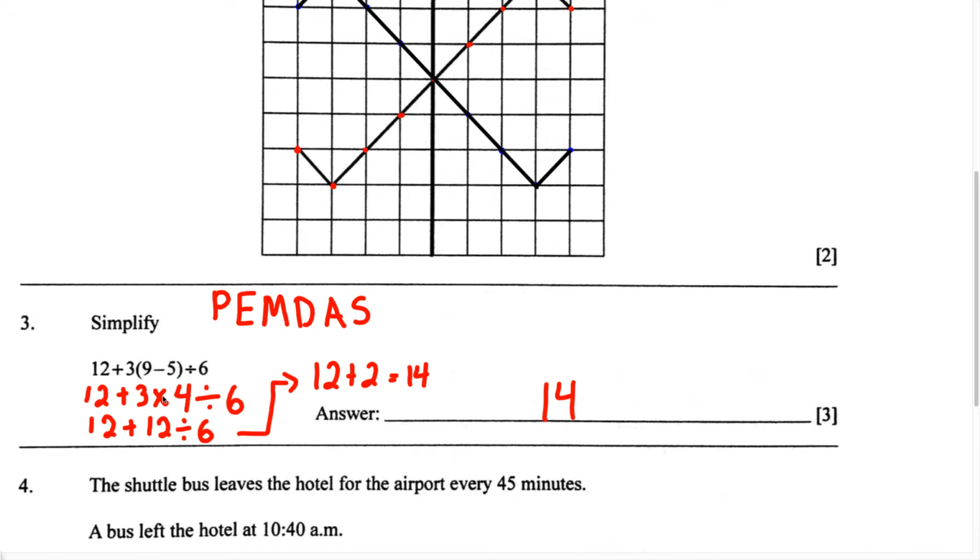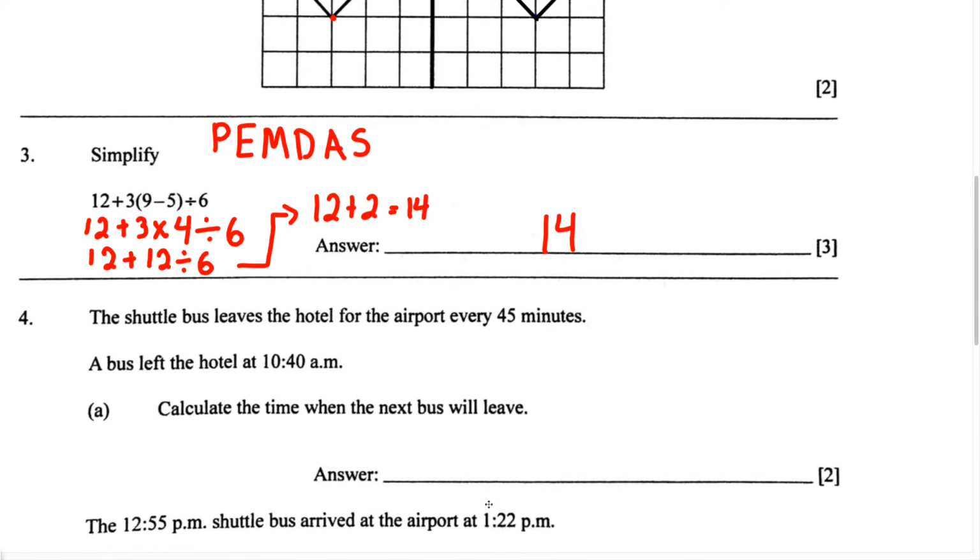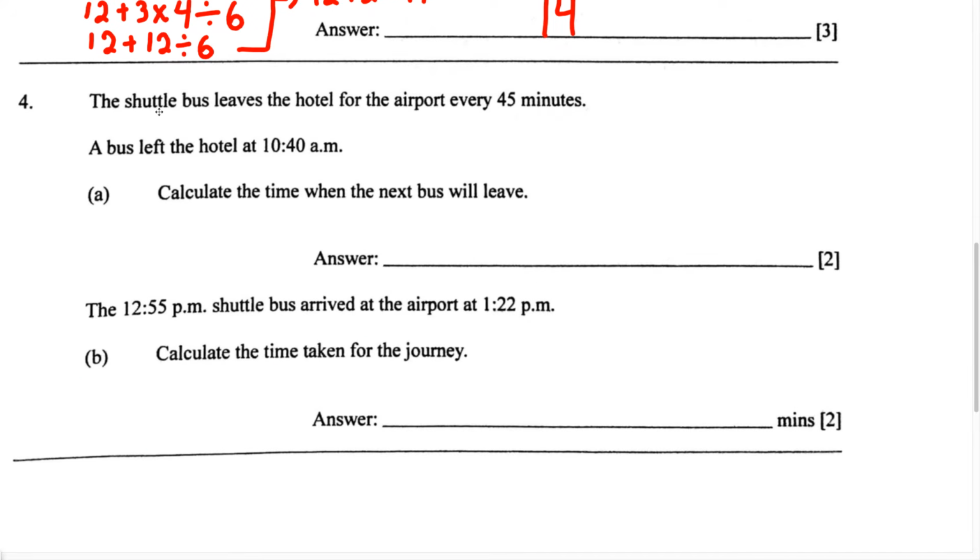So that is a way to check your working to make sure that you got the right answer. Okay, question 4 says, the shuttle bus leaves the hotel for the airport every 45 minutes. A bus left the hotel at 10:40 a.m. Part A, calculate the time when the next bus will leave.